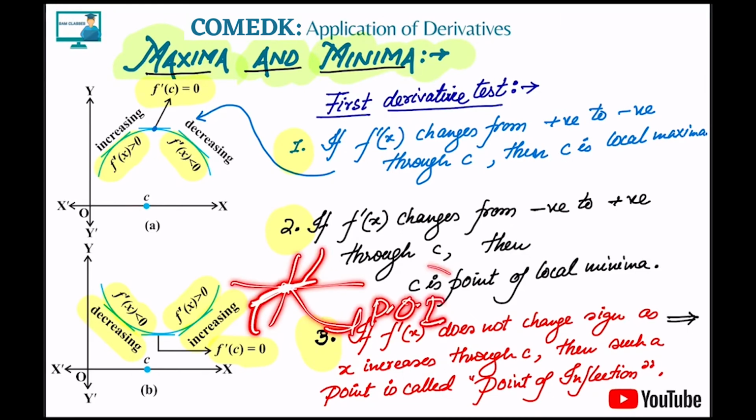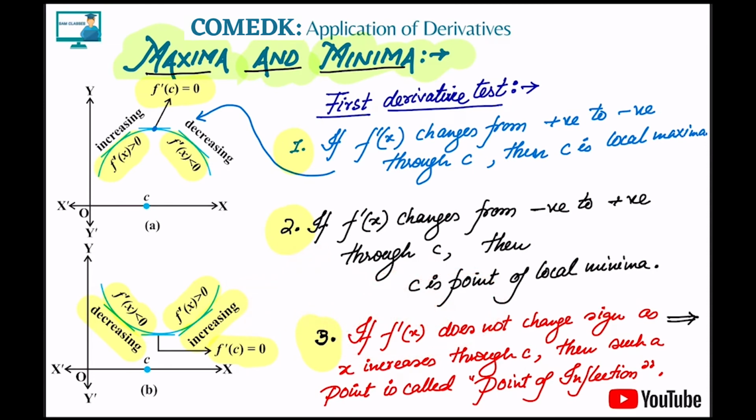There is no change. Okay, now again let's recap. The first derivative tells us that you just differentiate one time. So what will happen? If the slope is first positive, then it becomes 0 and then it goes to negative, means at this point you have a maxima.